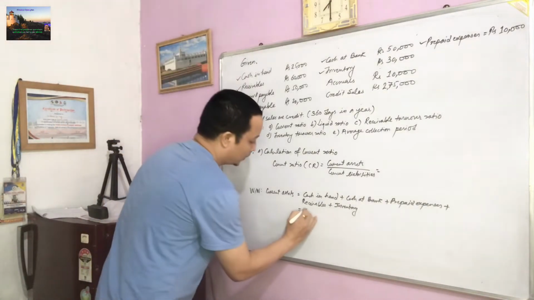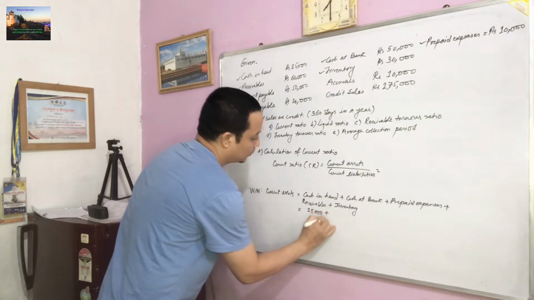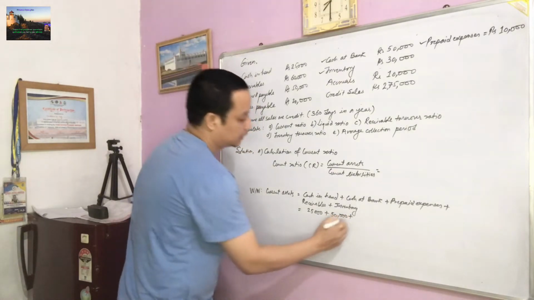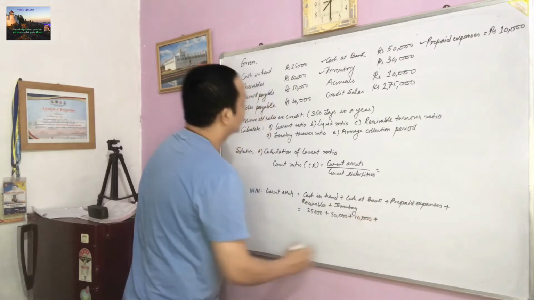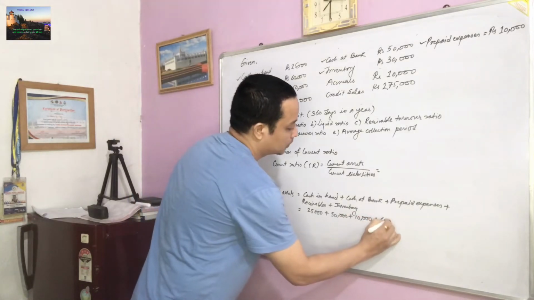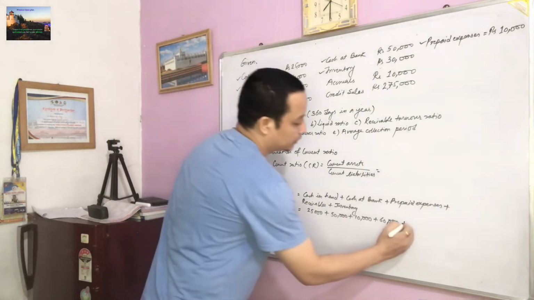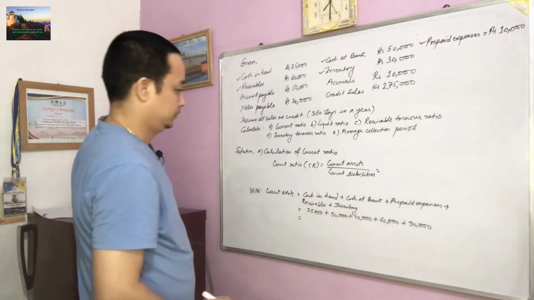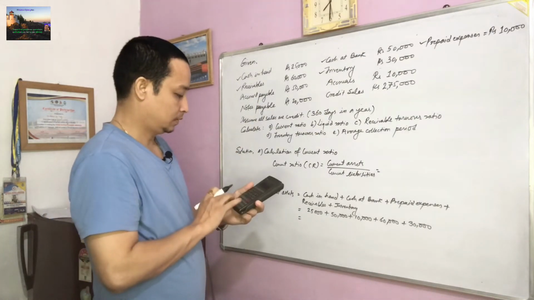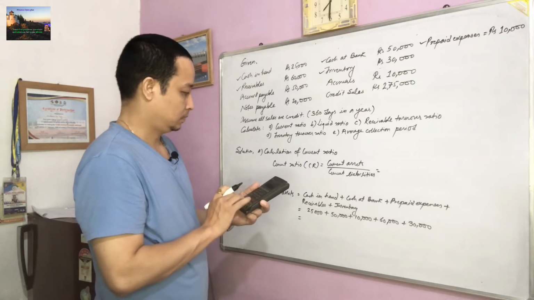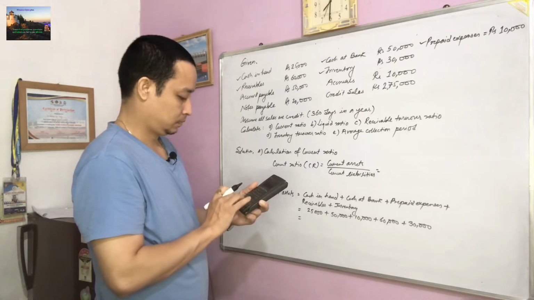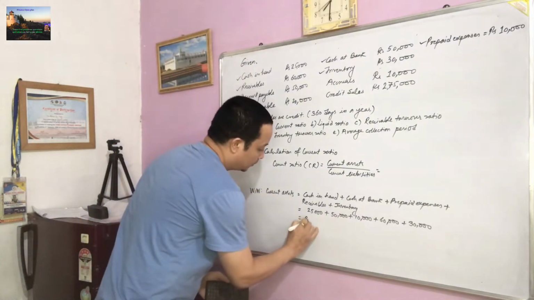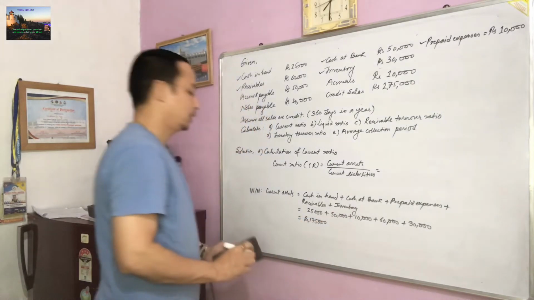So cash in hand 25,000 plus cash at bank 50,000 plus prepaid expenses 10,000 plus receivable 60,000 plus inventory 30,000. So now total value 1,75,000 is the current asset.